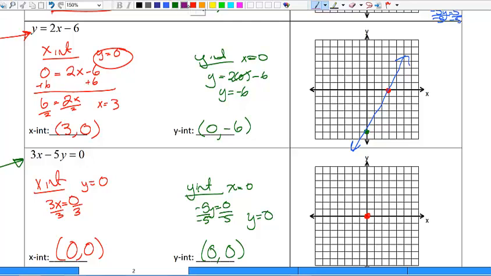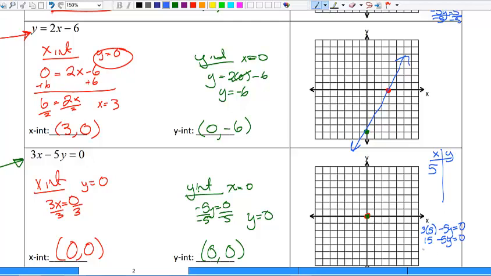But what happens here is when you plot these 2 points, they ended up being on the same point. We need 2 unique points in order to graph a line. So I am required, in order to graph this, to have another point. Any point will do. I'll go ahead and try 5 again. So I have 3 times 5 for x minus 5y equals 0, so that's 15 minus 5y.